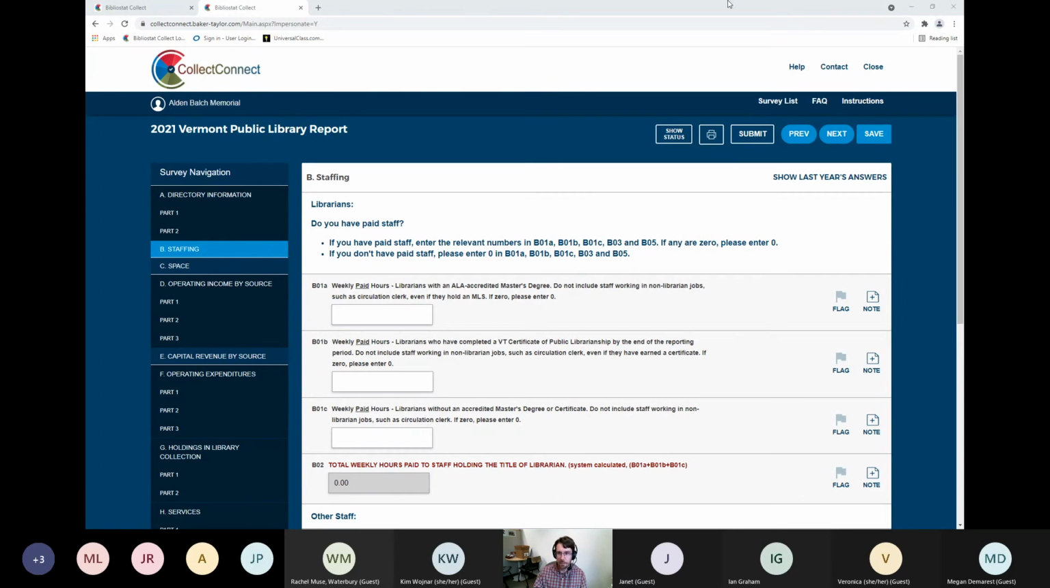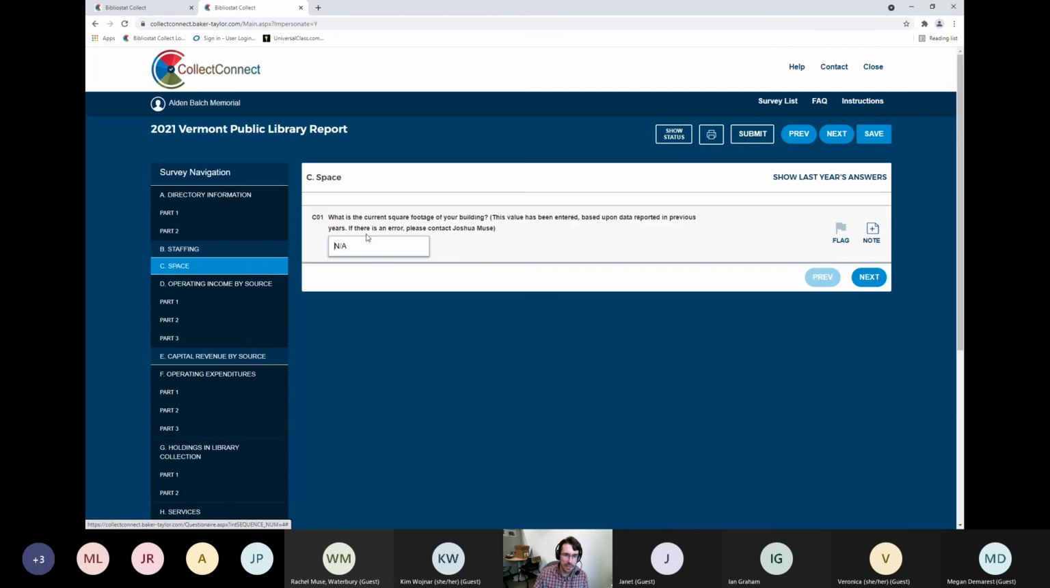Okay, we will hop ahead. This one is actually the easiest one. It is called space. It is just the current square footage of your building. This one is already entered in there, but if you had a recent addition, or if you think that maybe it's wrong, which it sometimes is, get in touch with me and we can try to correct it. It's pre-filled, so you don't have to do anything here in general.